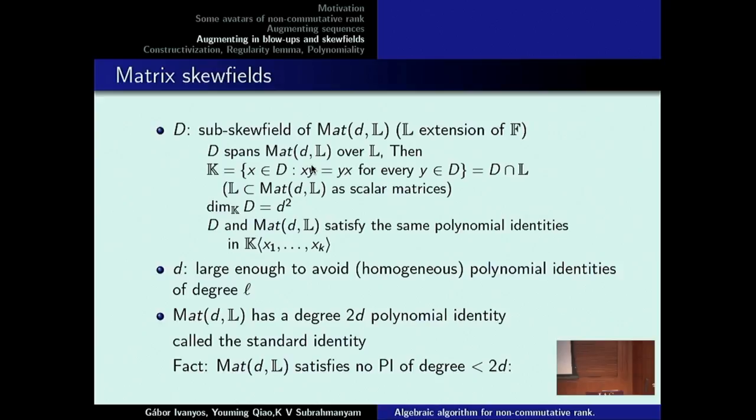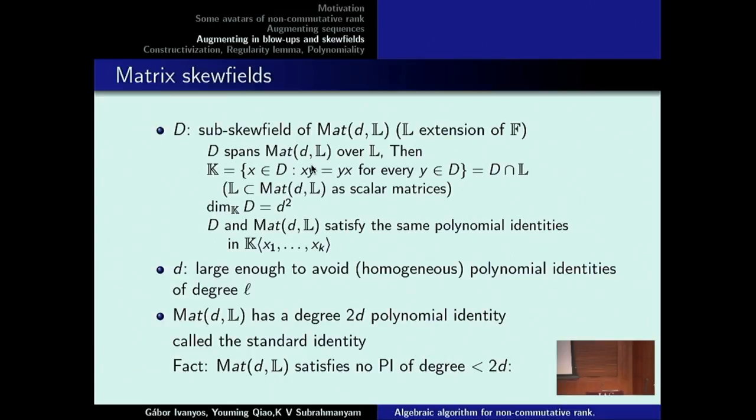So we are going to look at D cross D matrices over an extension field of the base field that we start off with. We would really like to look at a representation of the skew field inside matrices of this kind. It turns out that if you do have a skew subfield which spans this collection of matrices, then if I look at the center of this skew field, one knows that the dimension of D over the center is always a square. We are looking at D cross D matrices, so in this case the dimension happens to be D squared.